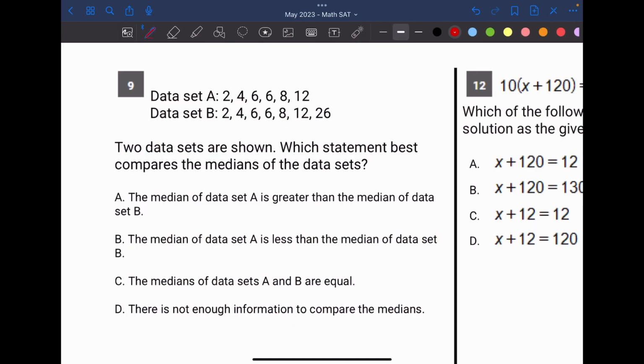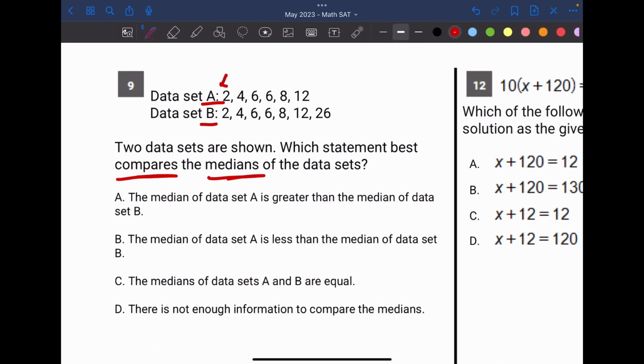Okay, question number 9, we have 2 data sets, data set A and data set B. And then the question is talking about the medians of both datasets and how they compare to each other. So let's find the median of each. Pretty simple, but to find the median, first we have to make sure that the sets are ordered from least to greatest, which is already done.